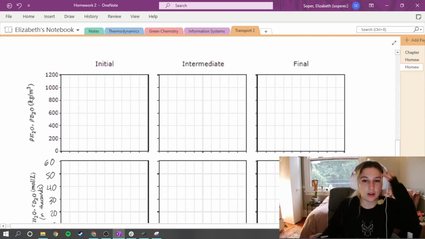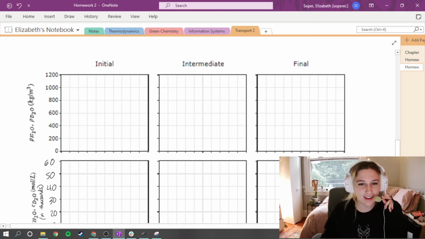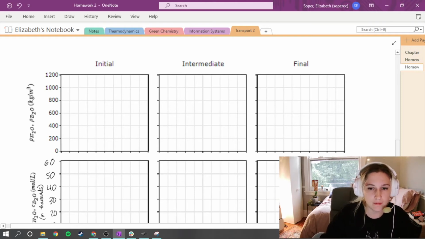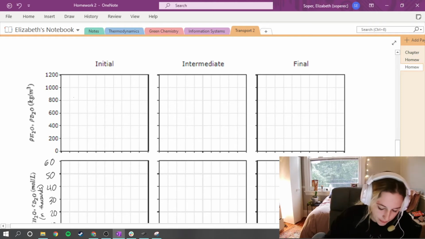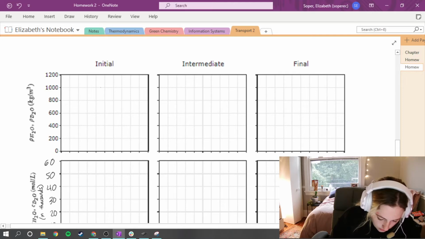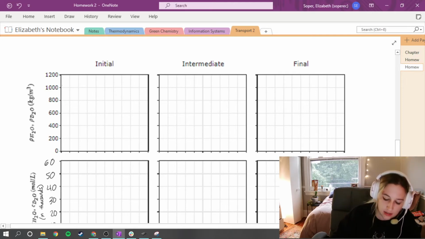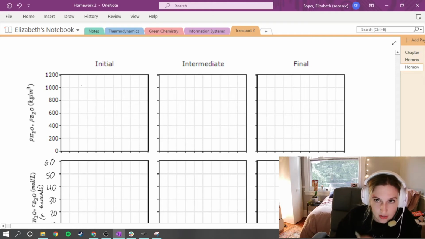All right, so I'm going to do my best to draw these. First is the mass concentrations of H2O and D2O. It's given in the problem that the density of D2O is 1,110 kilograms per meter cubed, and H2O is 1,000.